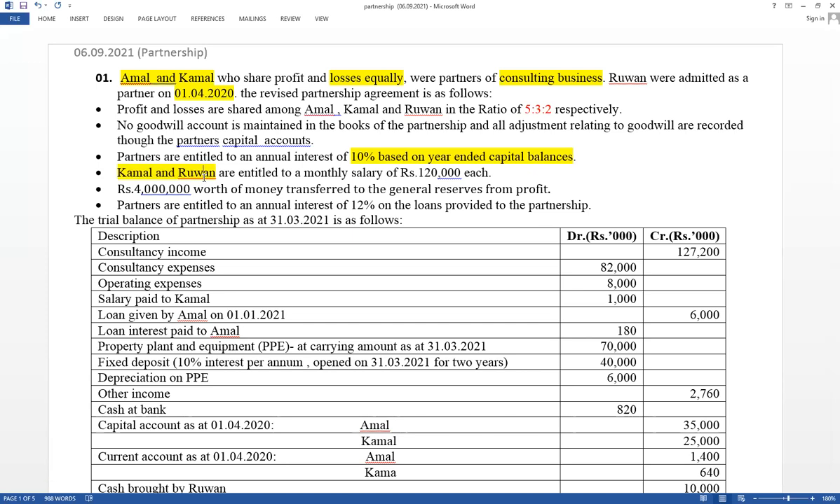Salary is relevant for Kamal and Rohan, who are entitled to a monthly salary. It has given salary relevant for only Kamal and Rohan. Next part very, very important.